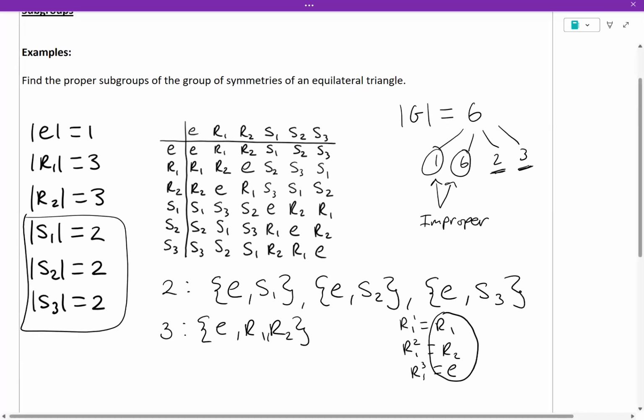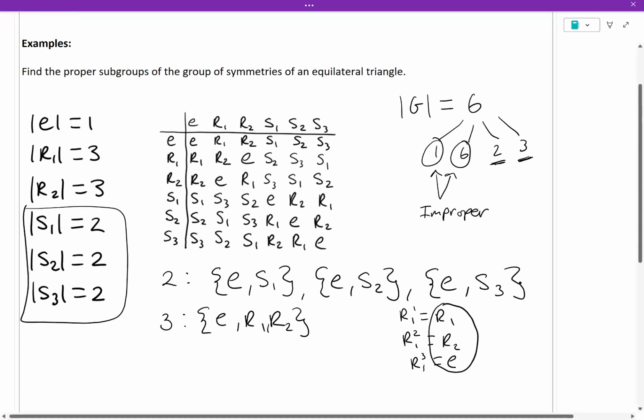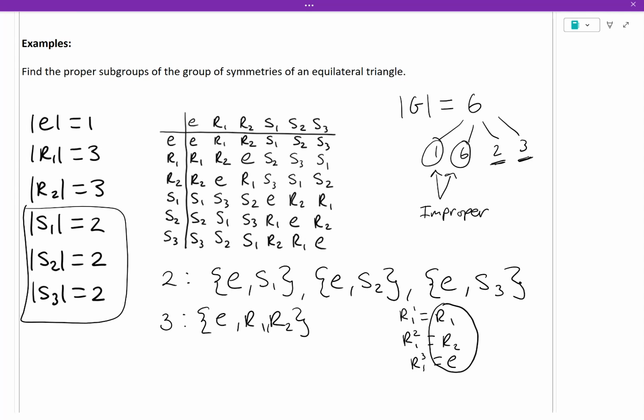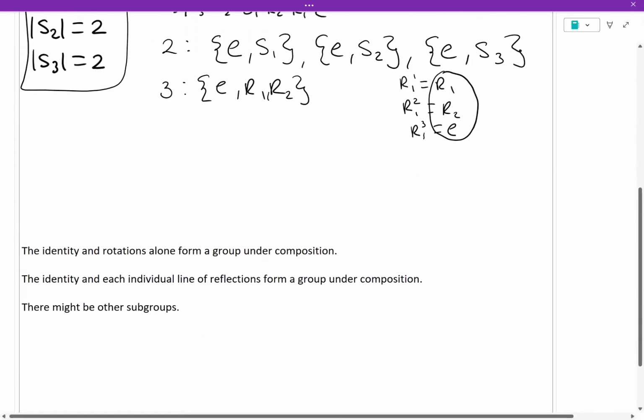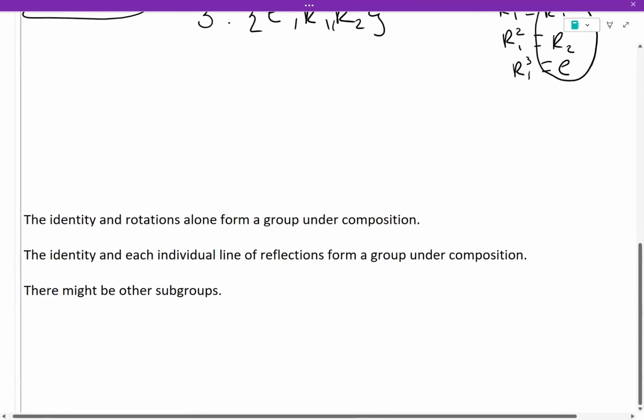Now, in terms of what we can learn from this to speed things up, the identity and a reflection will always be a subgroup. The identity and all the rotations together will also be a subgroup. They form their own group on their own. Now, there might be other subgroups for larger symmetry groups that have a bit of a mix between our rotations and our reflections. However, these ones will definitely be subgroups. And you've got the summary there.